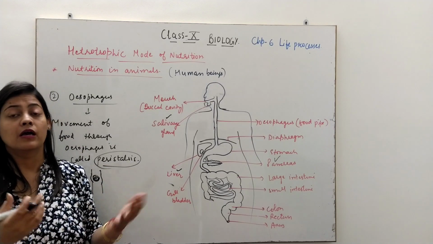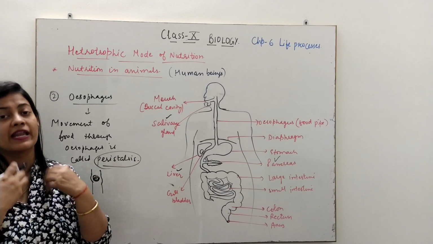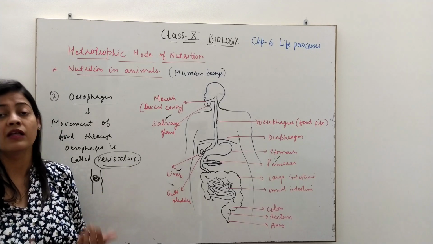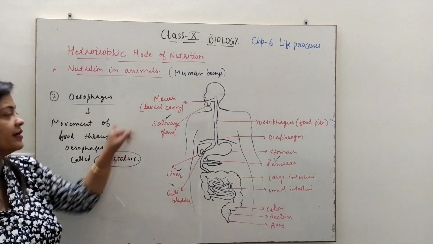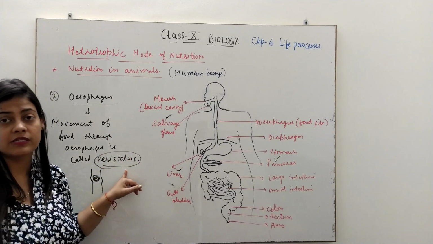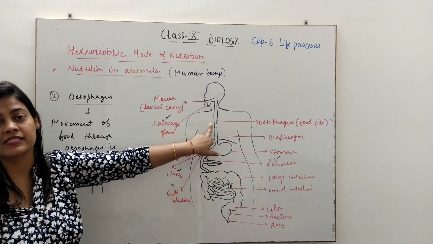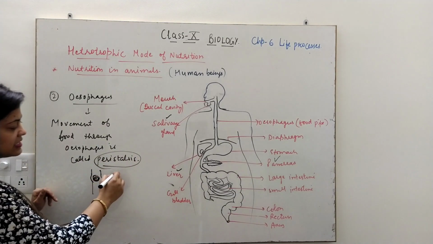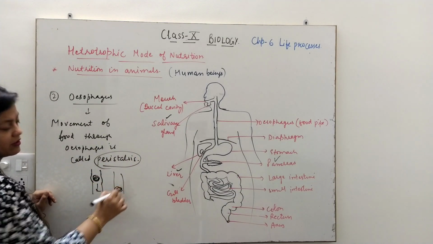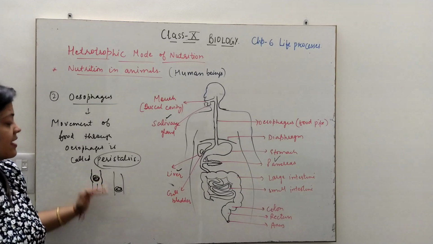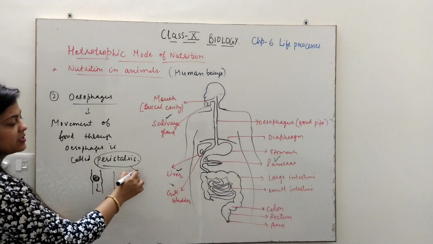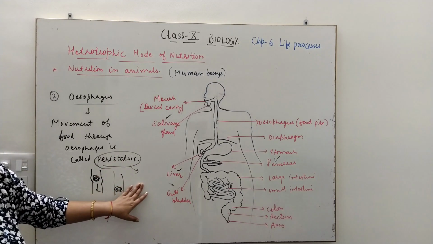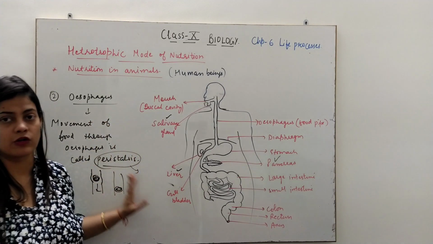And after ingestion, when we engulf the food, the further movement of food is not in our hand, not in our will. That is the involuntary movement done by the esophagus. And how is it done? In the esophagus there are muscles called smooth muscles, and due to the contraction and relaxation of these muscles, the food will move downward. They continuously contract and relax, and this process is called peristalsis. So this is the function of the esophagus.